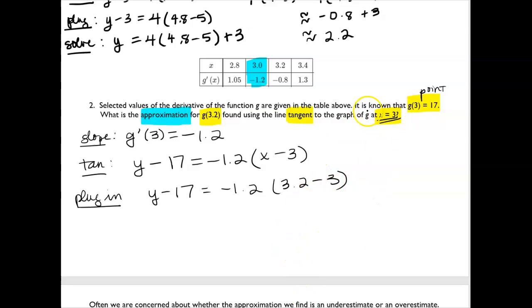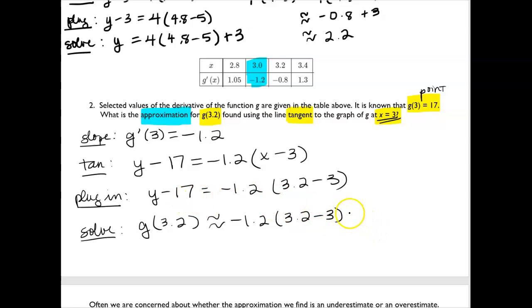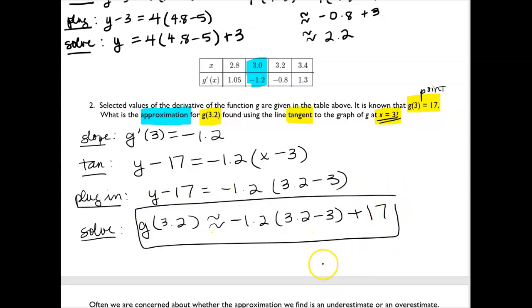Even though this is an open-ended or free response problem, I cannot leave my answer here. I want to solve for this y so that I can get that approximation for g of 3.2. So I'm going to solve. And you don't even have to simplify all the way, but I'm replacing my y with g of 3.2. That's the value I'm approximating. It is approximately equal to everything I had on the right side. And then don't forget to add that 17 over. So right here, this would get me full credit on the AP exam on an FRQ. If you want to simplify, you would get 16.76 as your answer.